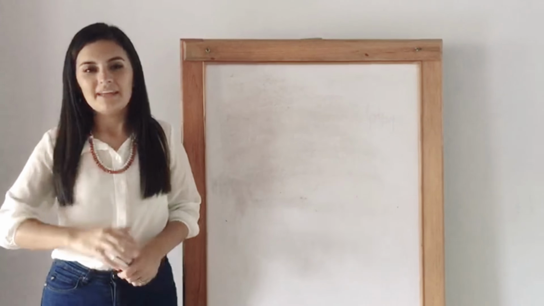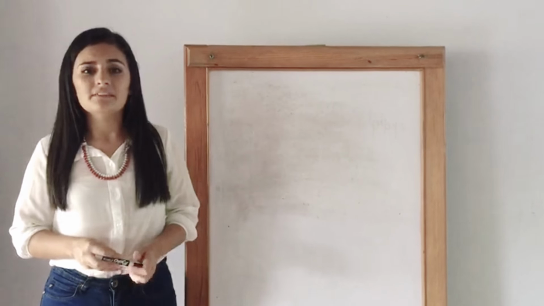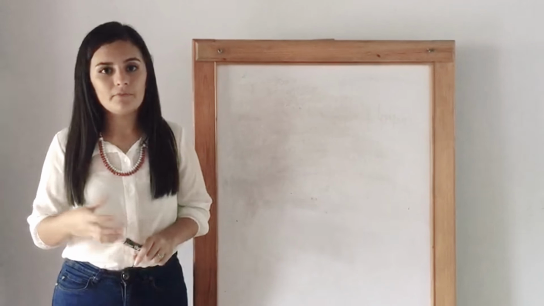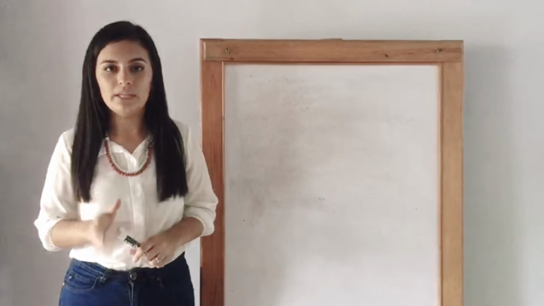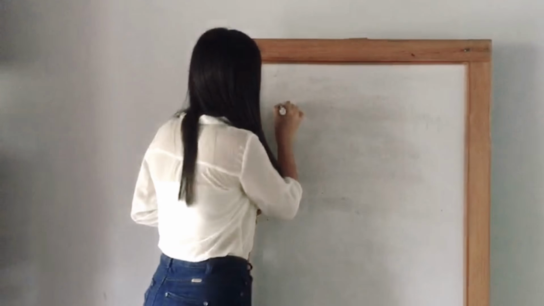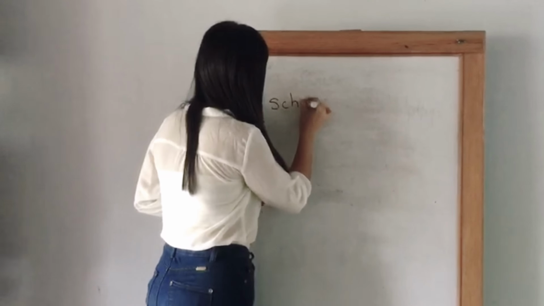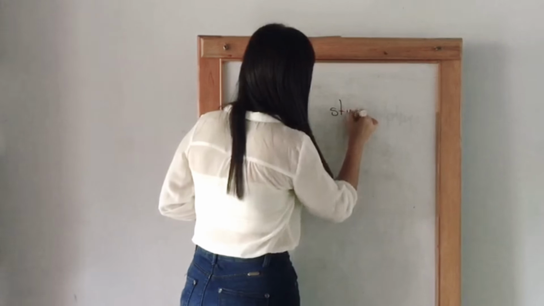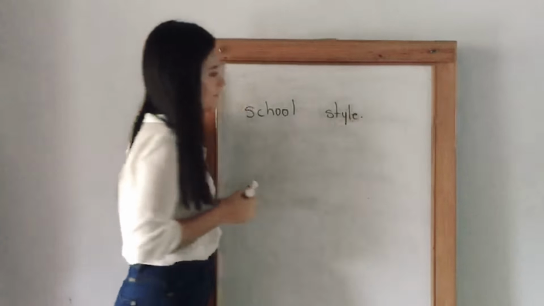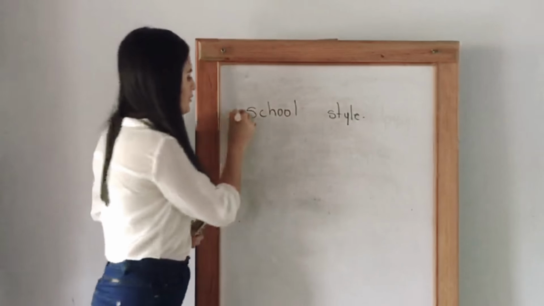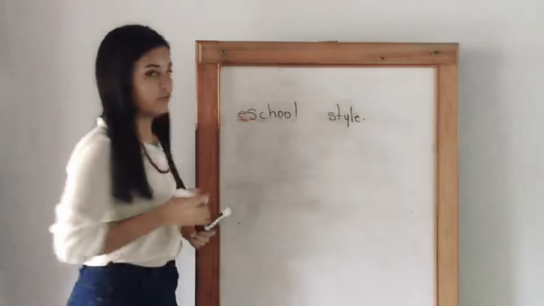Mistake number 5. This is the last mistake. This is about when people pronounce the letter E at the beginning of a word that starts with the letter S. For example, school, style. Sometimes people pronounce these with a letter E at the beginning of the word.